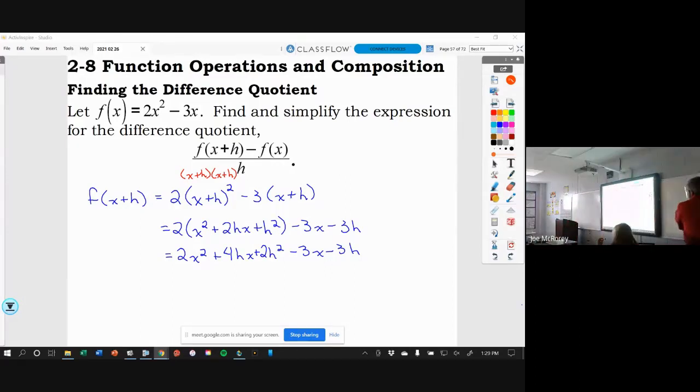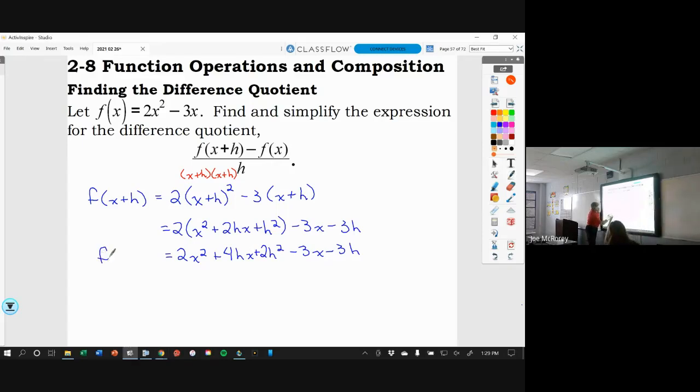Okay, so we're trying to find the difference quotient. We've done f of x plus h, plugging x plus h in for x. Simplifying, I distributed the 2 properly finally. Does any of this simplify? No, so I can't do anything with that. My numerator of the difference quotient says f of x plus h minus f of x. So this is f of x plus h.